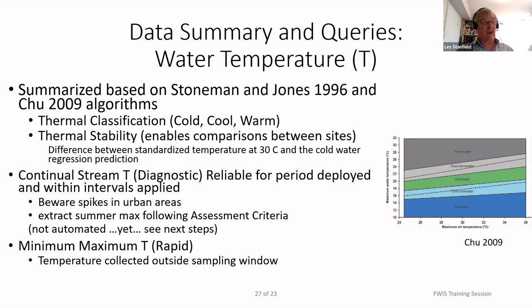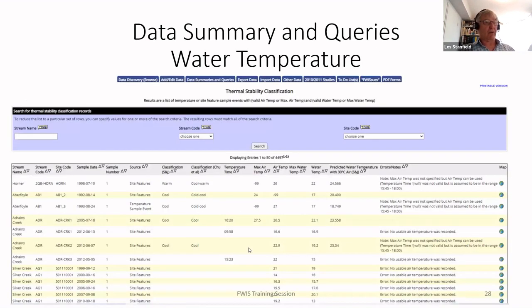What it does is it calculates the difference between the temperature that you observed, as corrected to 30 degrees, and a cold water stream. So all of your sites can be compared to one standard, and you can then look at whether or not it's higher or lower than that standard in a comparable way. Really cool statistic. And all of these are generated in a single report for that site.